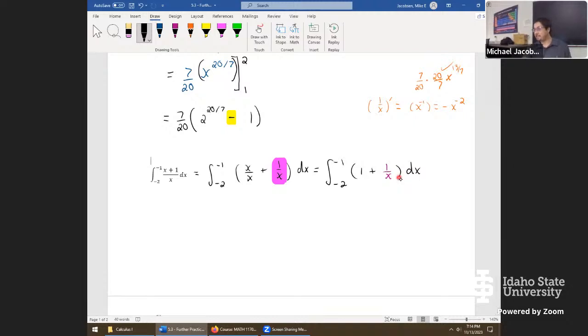Okay, we're about ready to get our antiderivatives. I'll go first. Antiderivative of 1 is just an x. Any volunteers for antiderivative of 1 over x? Yeah, natural log of x. Absolutely. Thanks for that value there. We get natural log of x.